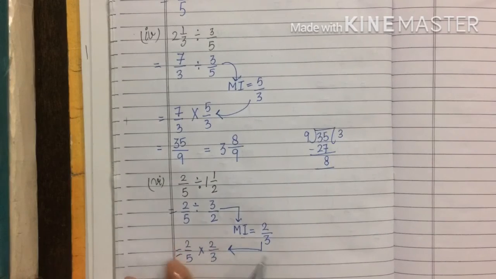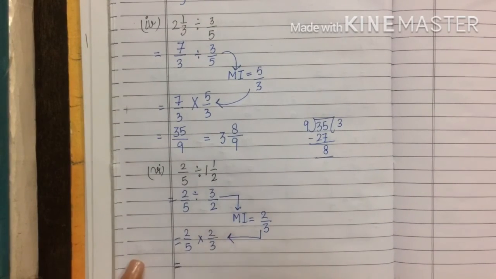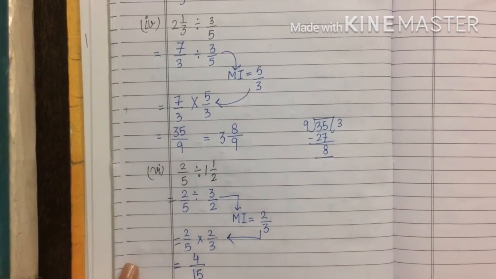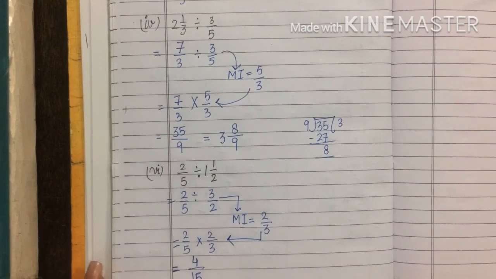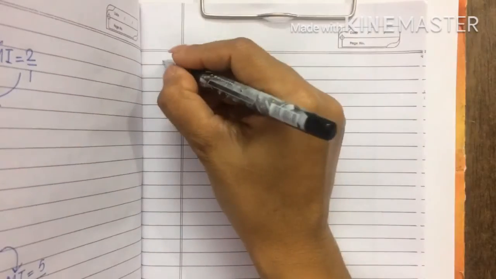Now solve. Is there any cutting possible? No. Obtain the product. Multiply your numerators, multiply the denominators. We get 4 by 15, which is a proper fraction. This is your answer. Let's do one more part. Now I'm taking the last part of the question.